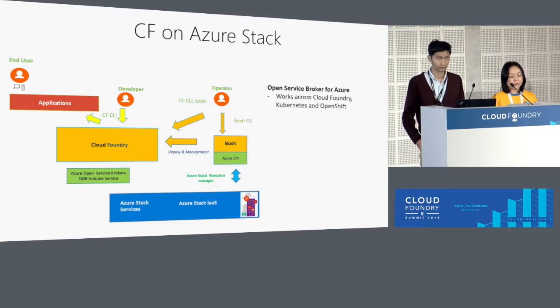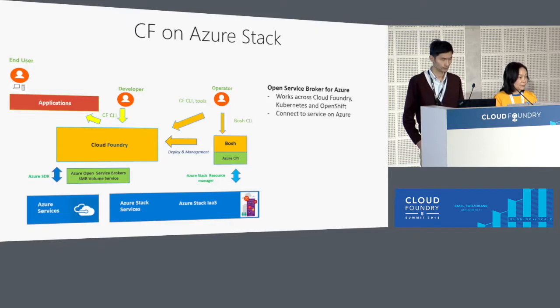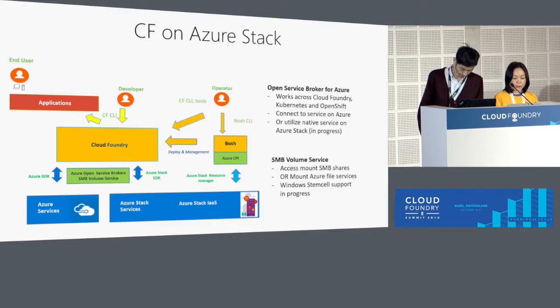For example, you can use Open Service Broker for Azure, we call OSBA, that works across Cloud Foundry, Kubernetes, and OpenShift. That means you can use that for PAS and PKS. And then the service will connect to services on Azure. You can do that from Azure Stack, or you can utilize the OSBA to connect to services on Azure Stack too. So both are okay, and then you don't need to change your code. If you want to connect to a file share or the file services, you can use the SMB volume service, and this also works across between Azure and Azure Stack.